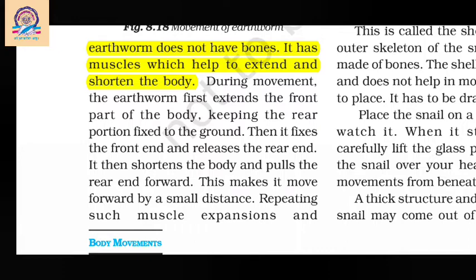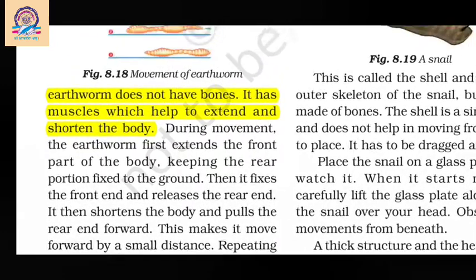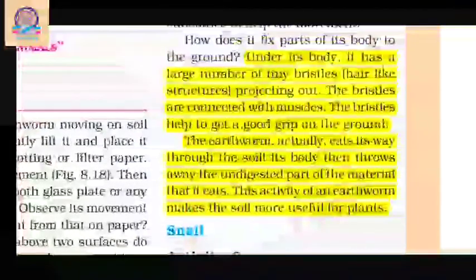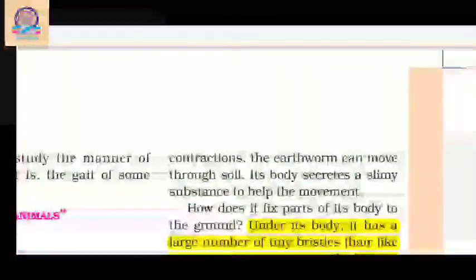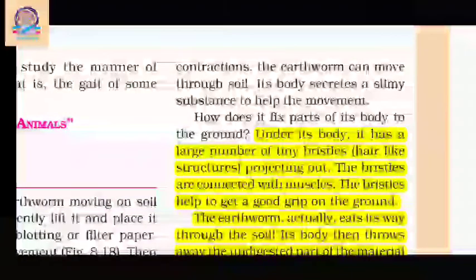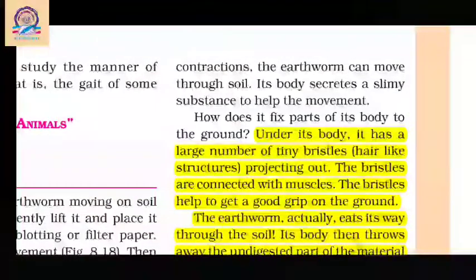Have you ever seen how an earthworm moves? It does not move rapidly. It moves slowly. Why? Because of this movement. By repeating such expansion and contraction of muscles, the earthworm can move through soil. If you are asked the question how an earthworm moves, you have to write this explanation. Is it clear, bacha party, how an earthworm moves?